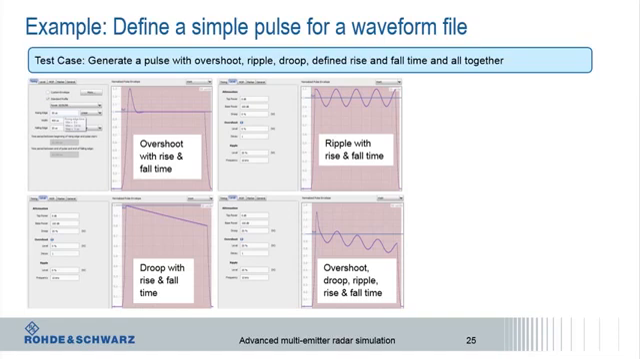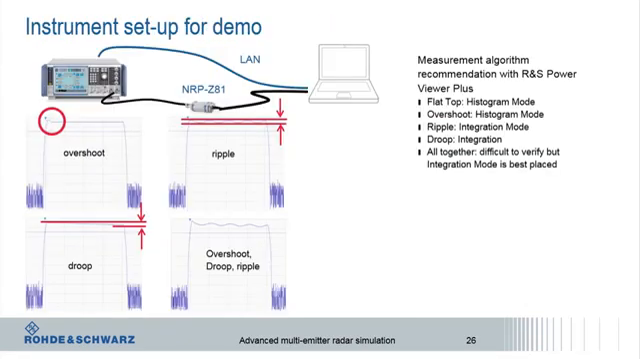We have seen this dialog before. This dialog allows to define an overshoot on a pulse together with a rise and fall time. It allows to define a ripple with a rise and fall time. It allows to define a droop with a rise and fall time. And it also allows to define all 4 effects together. Now, after having defined these characteristics, the pulse is generated and transmitted to the signal generator.